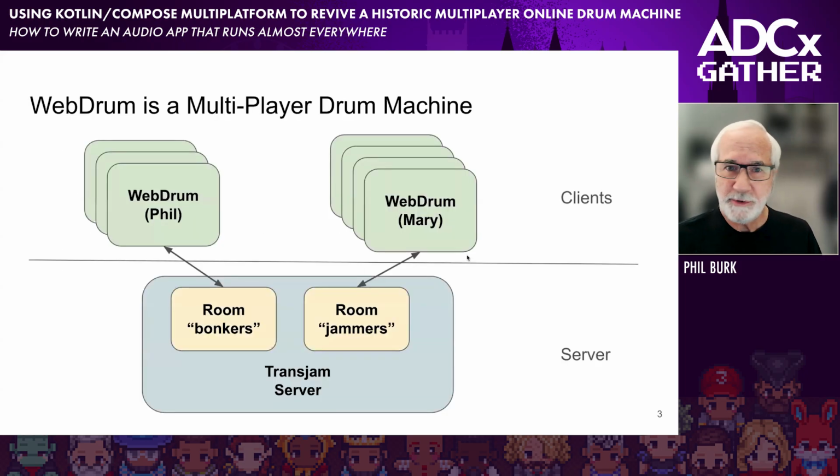So the Web Drum is a multiplayer system. Each green box is a person, and multiple people can be in a room jamming together and sharing a drum pattern. And all of this communication is managed using something called the Transjam server. So there is a central server for brokering all of this communication between the users.